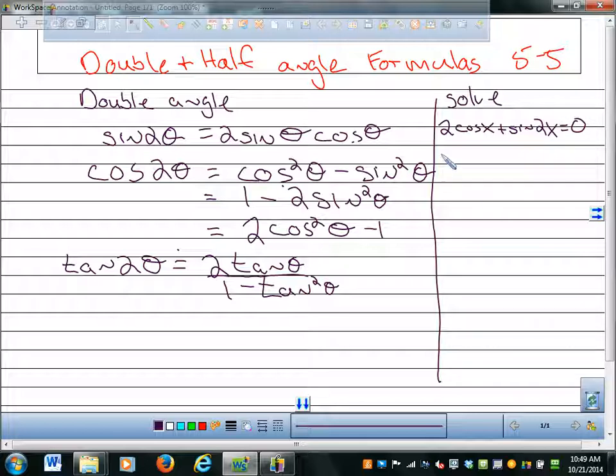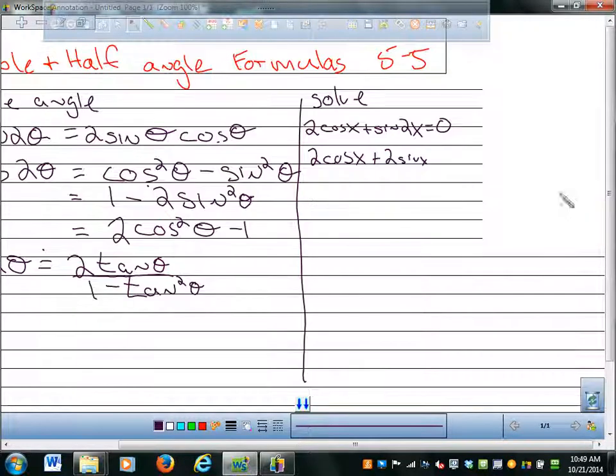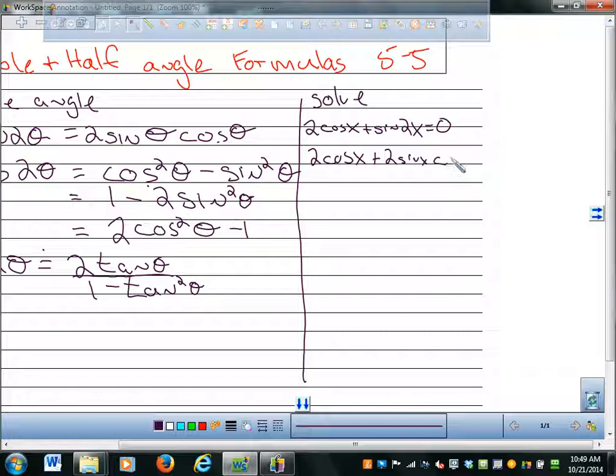But what you can do is rewrite this as 2 cosine x, and then using the sine 2 theta formula, with 2x in this case, you would get 2 sine x cosine x. I'm trying to squeeze it. I guess I can move over. 2 sine x cosine x equals 0. Questions on what I did there?